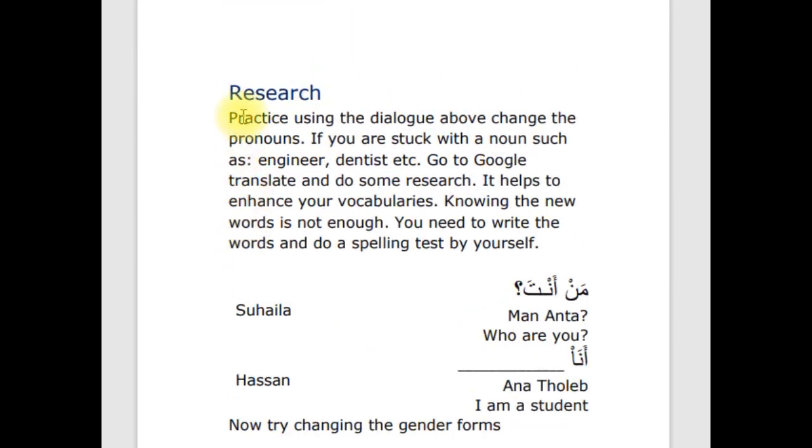Research. Practice using the dialogue above. Change the pronouns. If you're stuck with a noun such as engineer, dentist, etc., go to Google Translate and do some research. It helps to enhance your vocabulary. Knowing the new words is not enough. You need to write the words and do a spelling test by yourself.